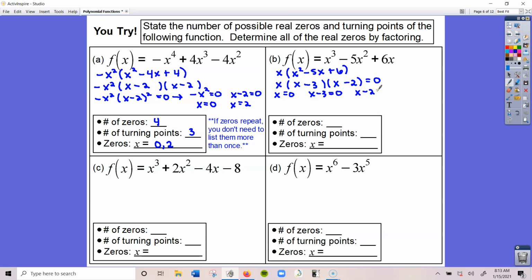So here we have 3 zeros. x is equal to 0 is 1. Here I'd have to add the 3, so x is equal to 3. And here I'd have to add the 2, so x is equal to 2.